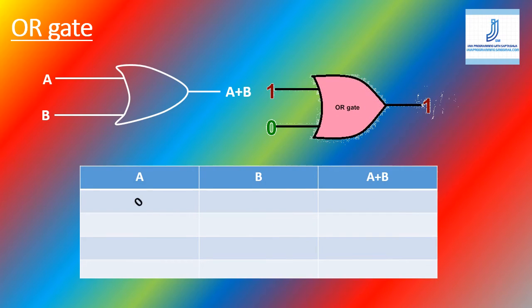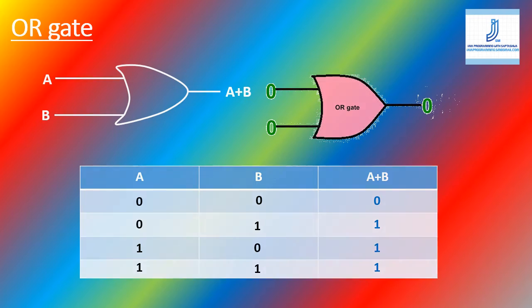Now this is the symbolic representation of the OR gate, where A and B are the inputs and A plus B is the output. In the truth table, as you can see, when the value of both A and B is 0, then the value of the output, that is A plus B, is 0. But whenever either A or B is 1, the output is 1. And when the value of both A and B is 1, then also the output is 1.